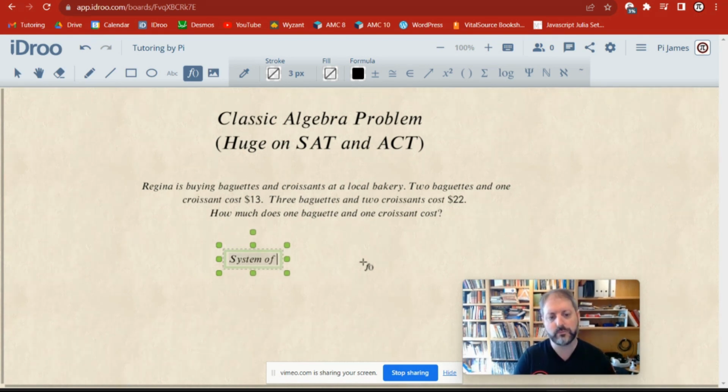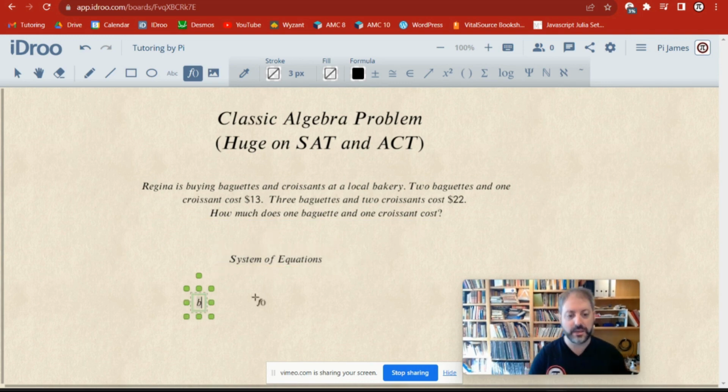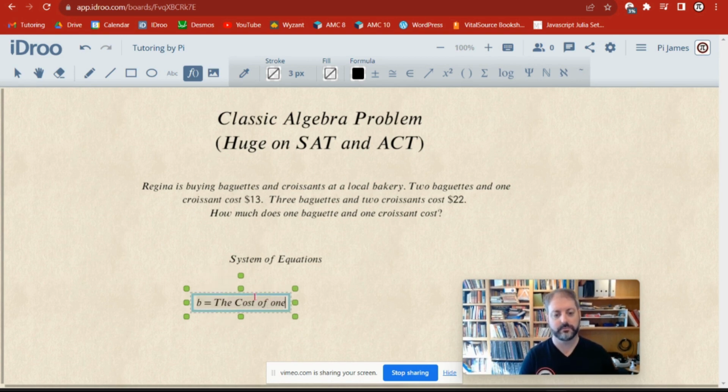So what you need to do is identify your variables. What is it that we're trying to find? Baguettes and croissants. We want to find the cost of that. So let B equal the cost of 1 baguette. And let C equal the cost of 1 croissant.